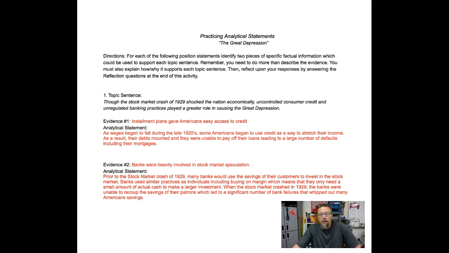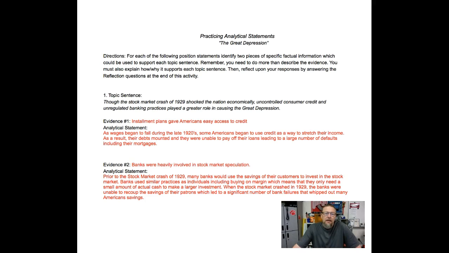You've got to do one choice from 4 through 6 and one choice 7 through 10, and then answer the reflections. So what do you need to do here? If we take a look at the directions, it says for each of the following position statements, identify 2 pieces of specific factual information which could be used to support each topic sentence. So you want to take a look at the topic sentence first.